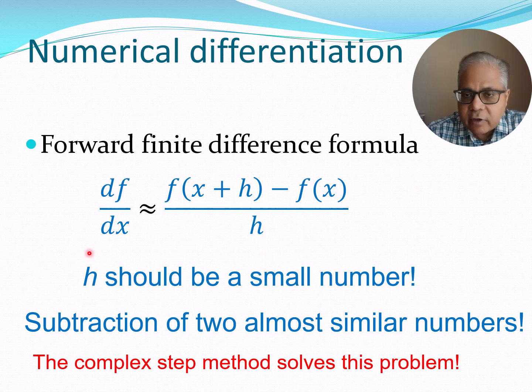But the problem is that when you are doing this on a computer, if h becomes too small, then the value of f at x plus h and the value of f at x are going to become very similar. So you are going to require subtraction of two numbers which are nearly similar. This problem of subtracting two similar numbers creates a problem in the selection of step size as far as the classical numerical differentiation methods are concerned. And the complex step method we will discuss today is going to solve this problem.